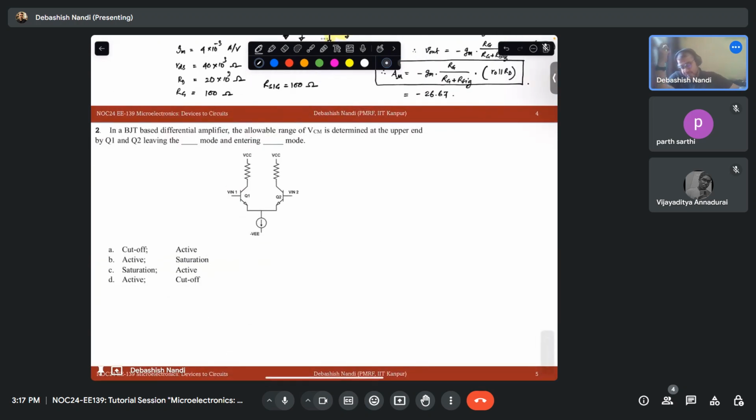So in a BJT based differential amplifier, the allowable range of VCM is determined at the upper end by Q1 and Q2 leaving this mode and entering this mode. Okay. So first thing is that in amplifier circuits, BJT needs to operate in which region?